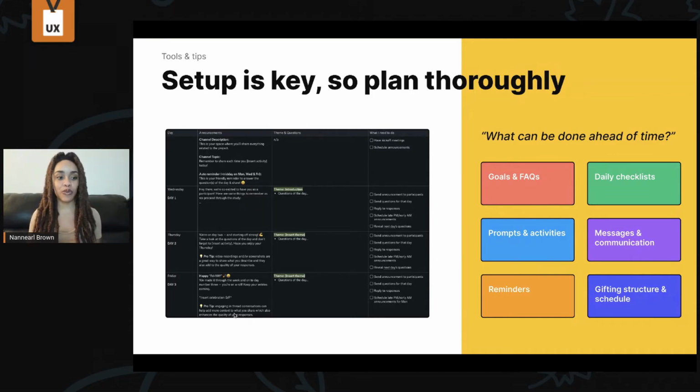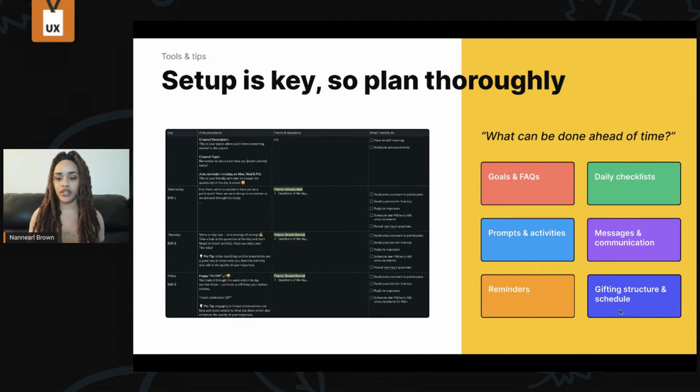And so I prepared each day of the study with all of the messaging that I needed to send out, in addition to the questions of the day and a checklist. It's a lot easier to go off of a checklist than it is to try and remember things that you're supposed to do each day, especially when you have other things going on outside of the diary study. And so those checklists definitely helped me.